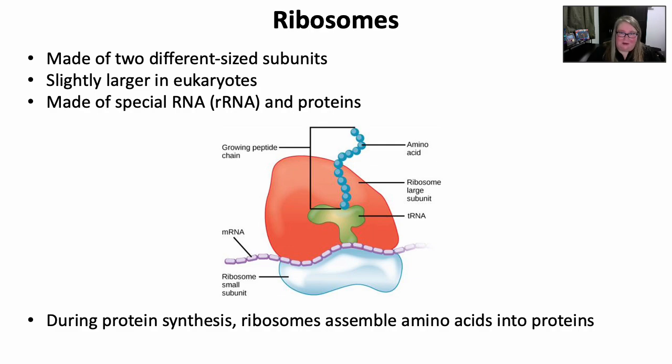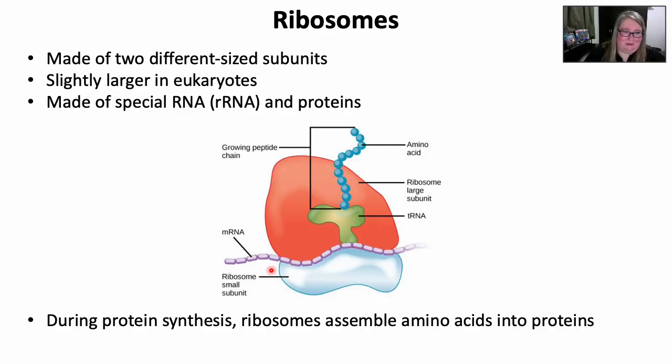So let's talk about our ribosomes. These are the fourth thing that all cells have in common, right? All cells have DNA, all cells have a cell membrane, all cells have cytoplasm, which brings us to ribosomes, the last thing all cells have in common. Ribosomes are interesting because they participate in making proteins. In fact, they are the ones that build the proteins. Ribosomes are made of two subunits.